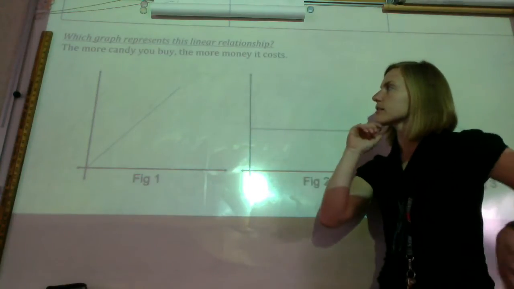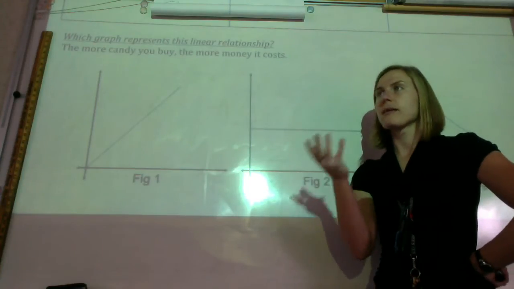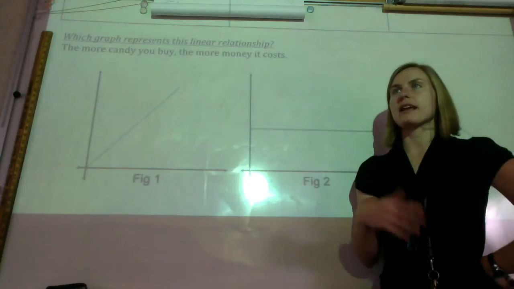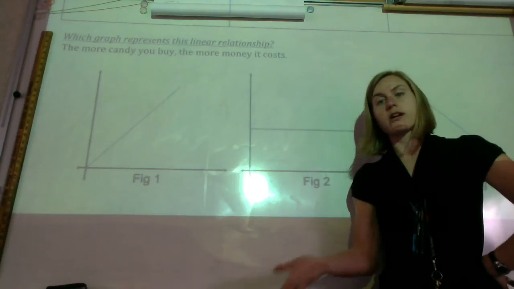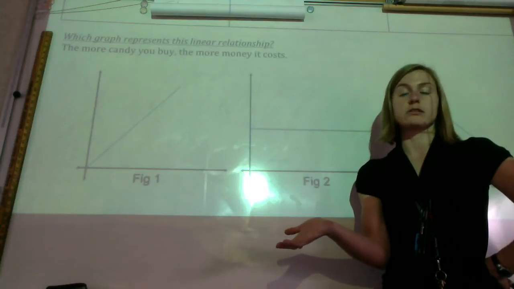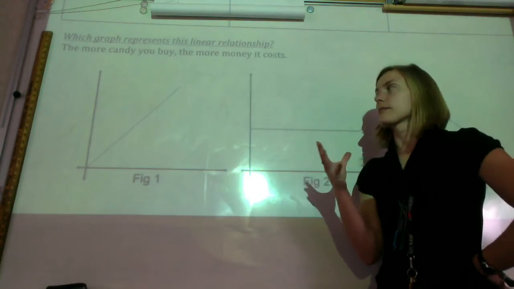So the situation is the more candy you buy, the more money it costs. Makes sense. If I'm buying 5 bags of candy, maybe it costs $5. And then if I buy 10 bags of candy, it should cost obviously more, like maybe $10 as well. So we need to figure out which of these graphs make sense.